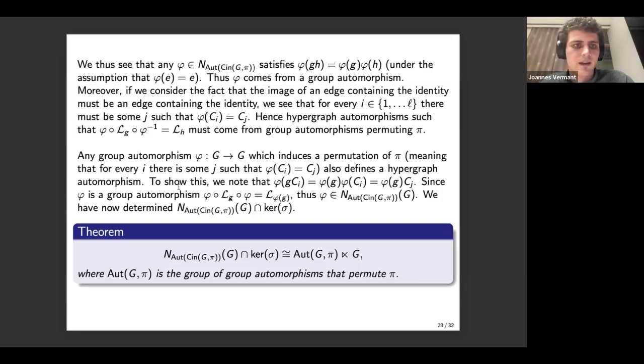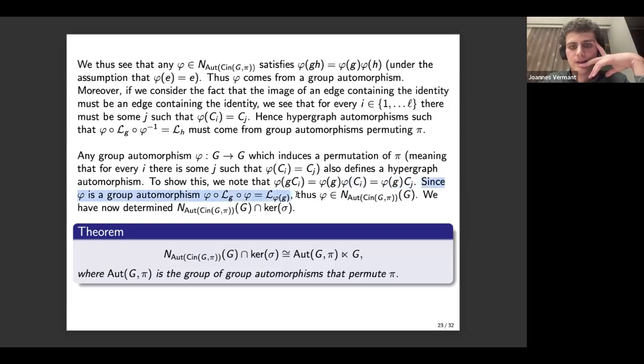And this is really a quite straightforward computation now. So to show that this is the case, one simply sees that phi of g times ci is phi of g times phi of ci, which is phi of g times cj. So this is then a hypergraph automorphism, since if g is inside of g times ci, then phi of g is inside of phi of g times cj.